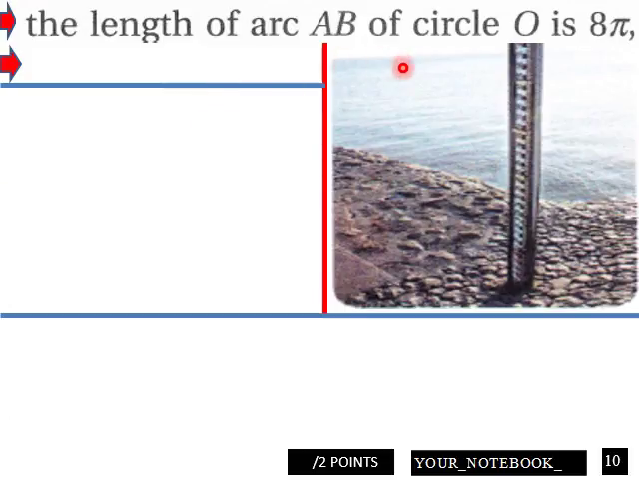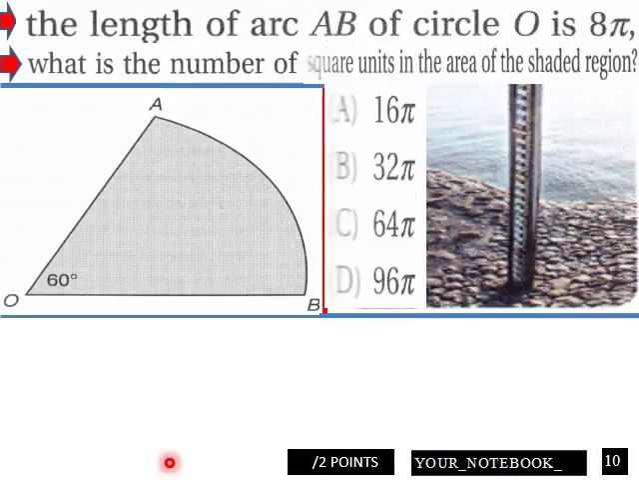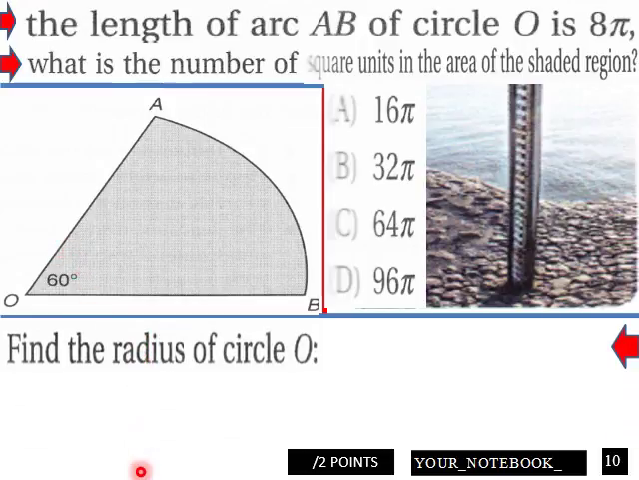The length of an arc AB of a circle O is 8 pi. So the length of arc AB here is 8 pi. What is the number of square units in the area of the shaded region? We have a 60-degree angle here. Find the radius of circle O.